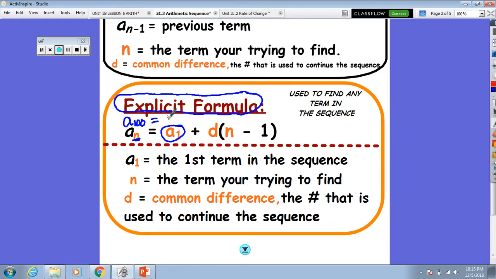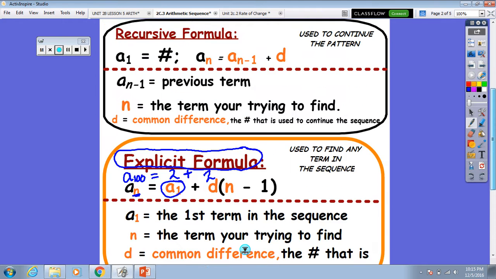So this right here would be the number 2. Plus, what is the number that we use to continue the pattern up there? Remember D, the common difference, this is the number that's used to continue the sequence. Well, in ours above, we had to add 2 each time to continue the pattern.